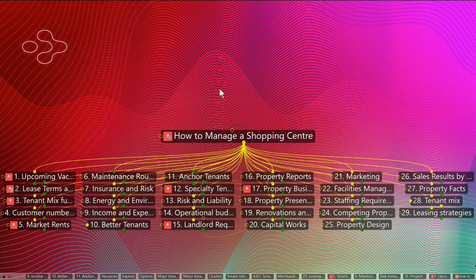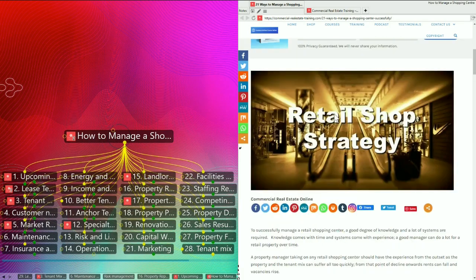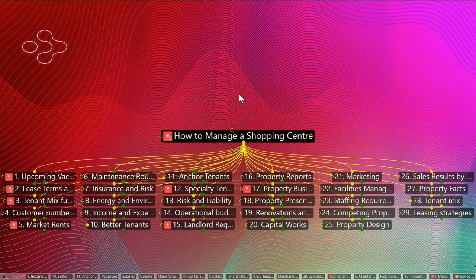So the main article here which supports the video is this particular article, 21 Ways to Manage a Shopping Centre Successfully. So go to the website, search that out. That is 21 Ways to Manage a Shopping Centre Successfully. And you can then get all of the issues here in written form as well. So for the moment, let's have a look at the matrices for you and take you into this.